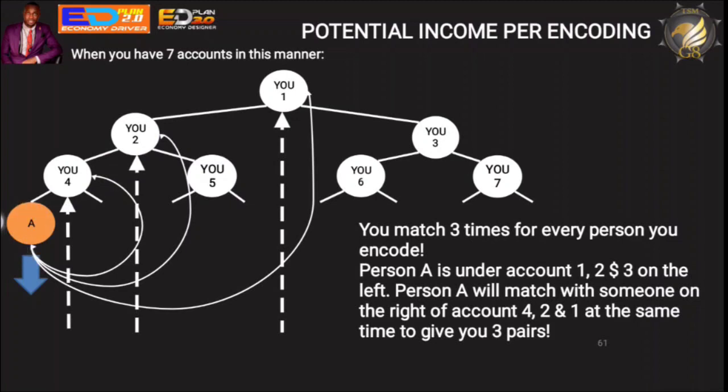What if this guy who is joining here joins with 15 accounts? How much money do you make? You make 4,800 times 15 times 1, 2, 3. 4,800 times 15 times 3. That is the money that you will make, okay? So that is how it is.